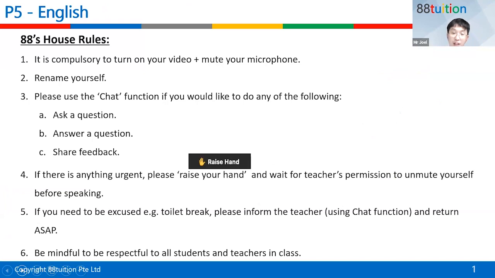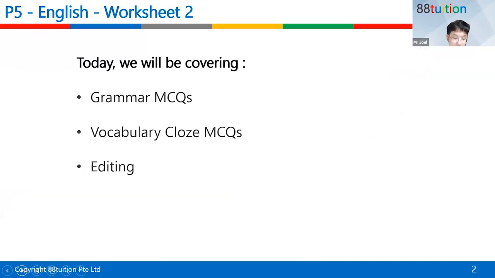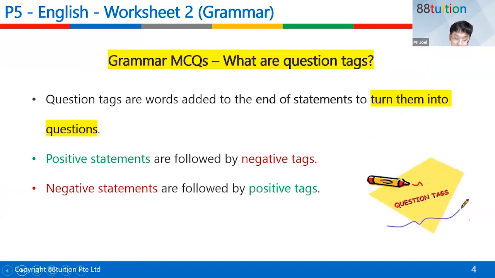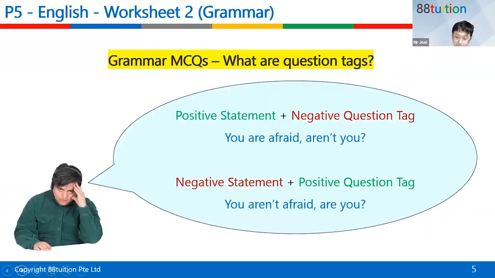Here are the rules, right? All of you know them. Let's move on. Grammar MCQs. First one, let's start. Like what I said previously, right? If it's positive, you change it to negative. If it's negative, change it to positive towards the end. Let me show you what I mean.